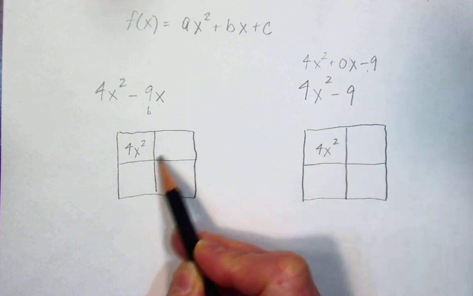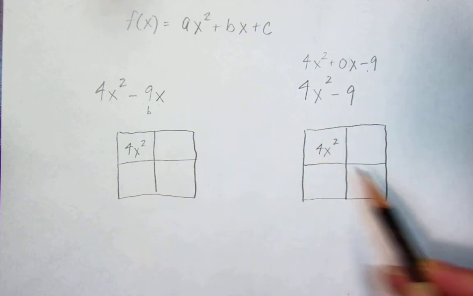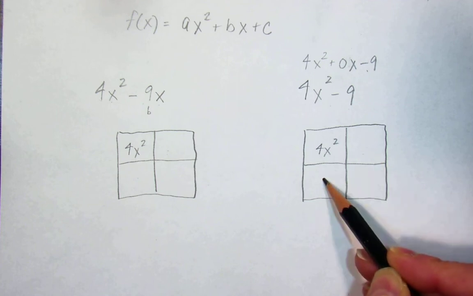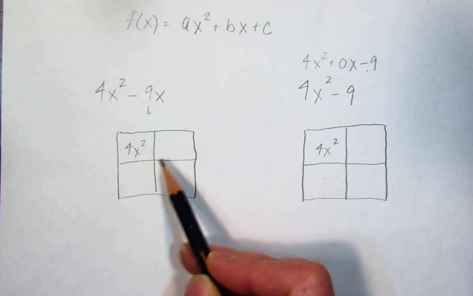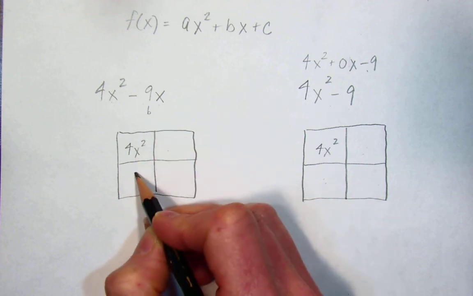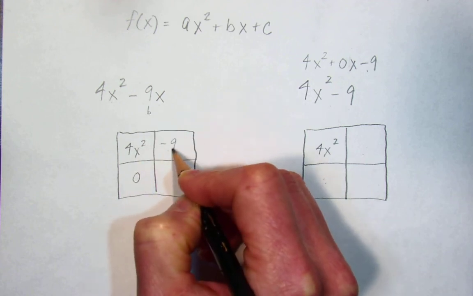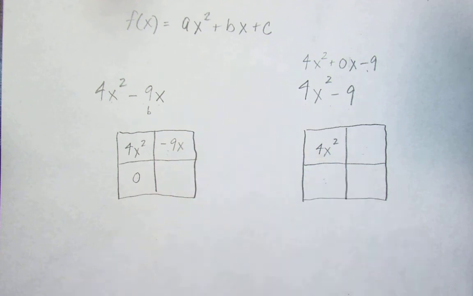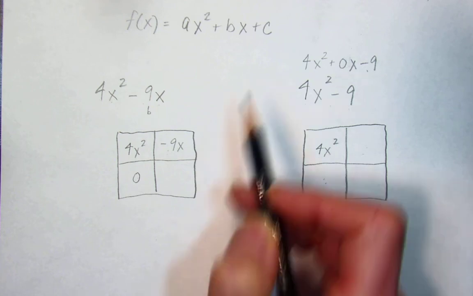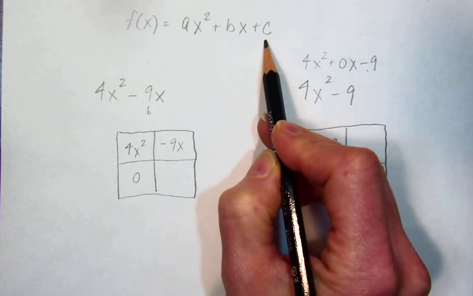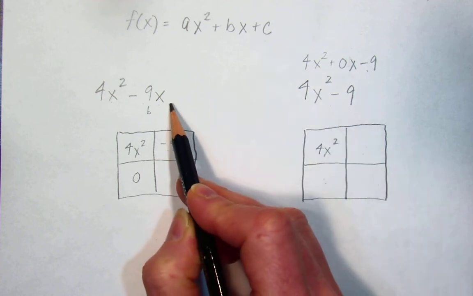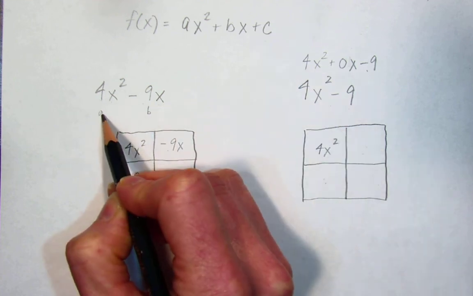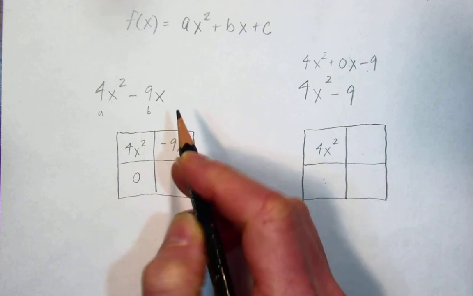Now the b terms get written, split up between these two squares in the area model. The negative 9x, I am not going to split up between these two. I'm going to put 0 here, and I'm going to put negative 9x here. There's no reason to split it up and make it more complicated if I don't have to. And then finally, you have the c term, which is at the end. It doesn't have an x next to it. So this expression here, this binomial, has an a term and a b term, but no c term, which means that c is 0.